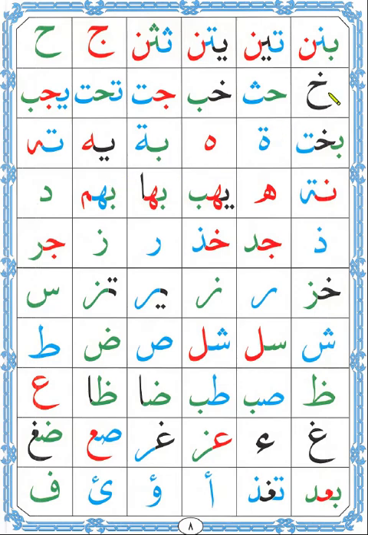Let's start, inshallah. Ba, noon, noon. So this is not the dhal, it is noon, the blue one. Ta, ya, noon. Ya, ta, noon. Tha, tha, noon.